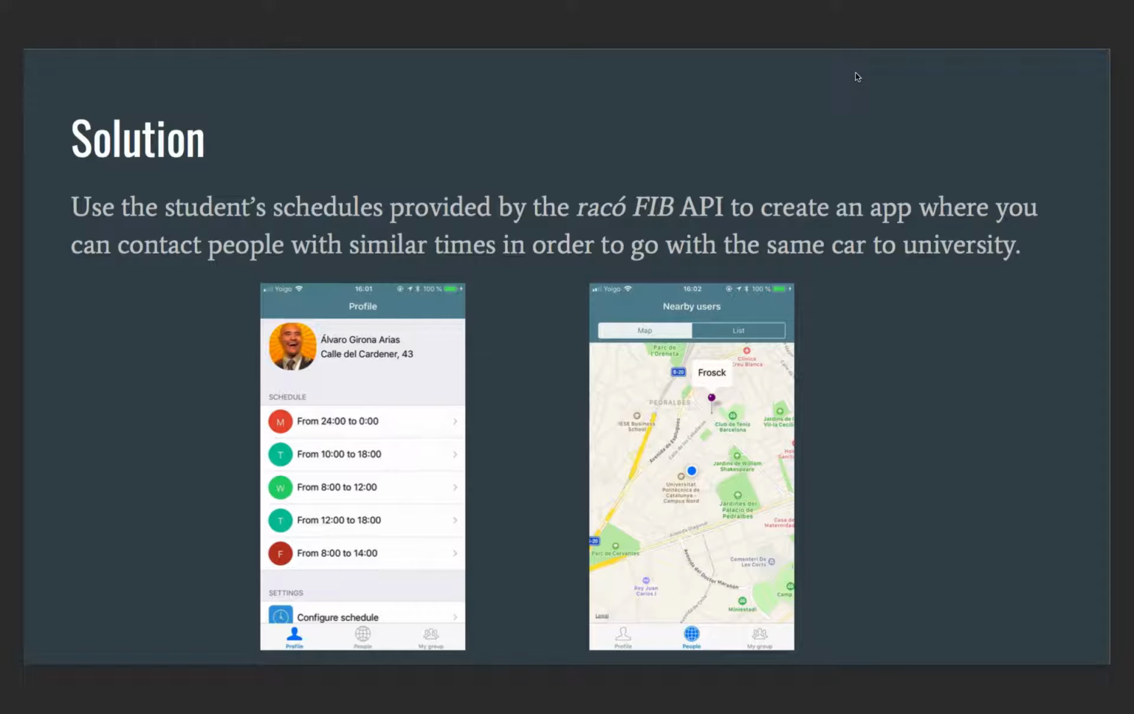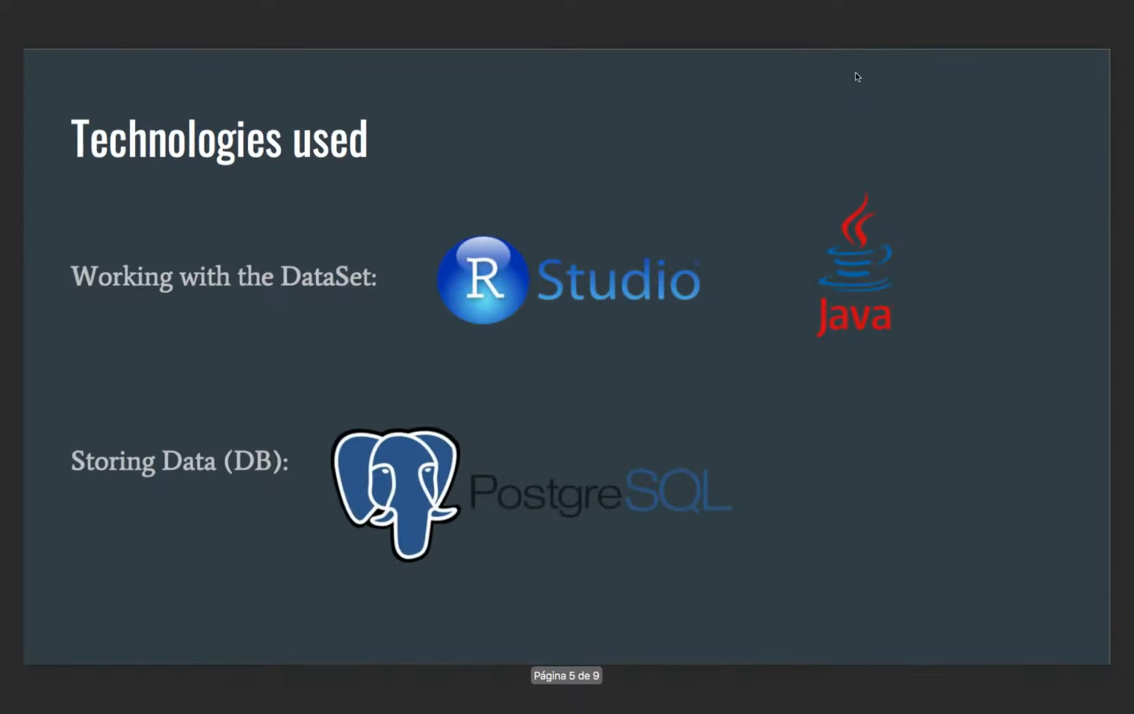We use the FIB API to get the schedule for a given user. In case you are not a FIB student or you want to set it manually, you also can do that. So it's fine, even if you are from another university.